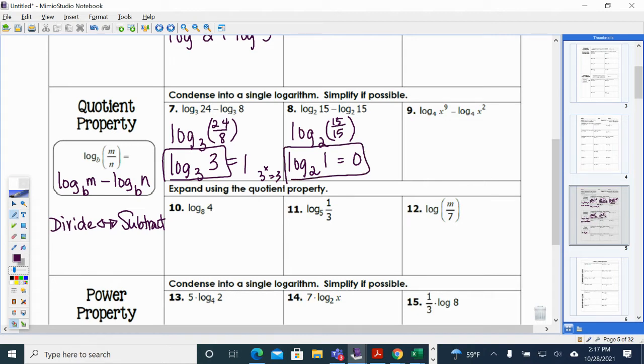Number 9, log base 4 of x to the 9th minus log base 4 of x squared. Log base 4, take your x to the 9th, because it's a minus, divide by your x squared. Now what we're going to do here is we would subtract those exponents. So this just kind of solidifies that division and subtraction go together. This is going to become log base 4 of x to the 9 minus 2, which is the 7th power.